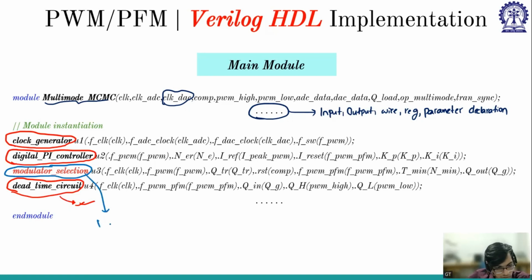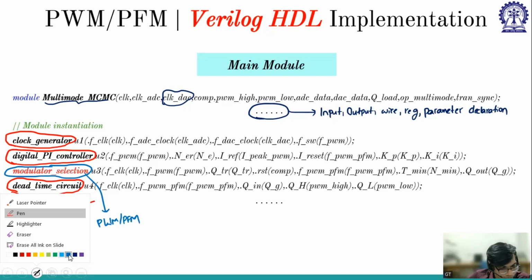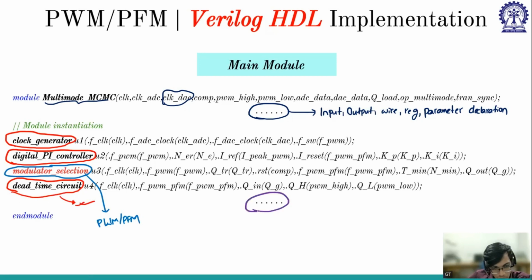So this is for that PWM PFM operation. After the module instantiation, again, there are a few lines of code. This is for creating a transient, which could be either load or reference. So now we'll go into the modular selection.